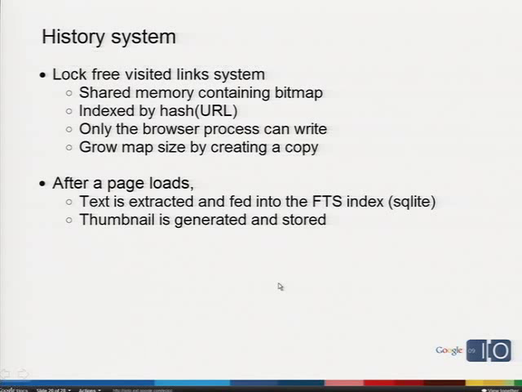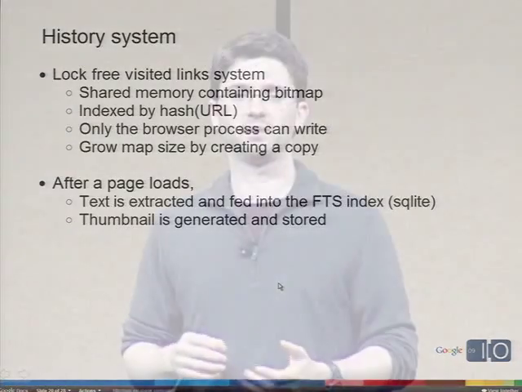So after a page loads, data is extracted from the page so that it can be sent into the full text index, and that's what drives things like the omnibox and the whole history search mechanism in Chrome. And the new tab page is populated with thumbnails. Those thumbnails are captured at this time, and so on. And this data is collected and sent up to the browser. All this history management happens up there.